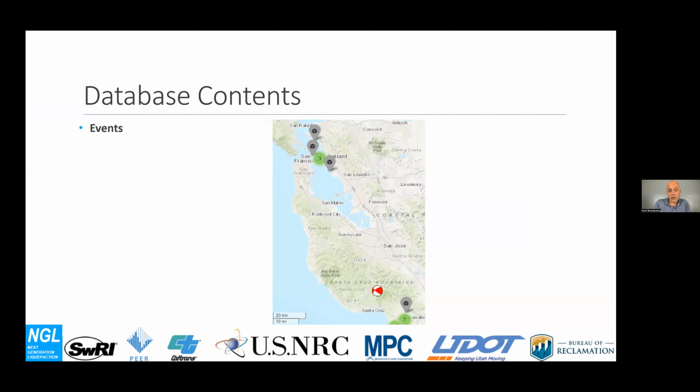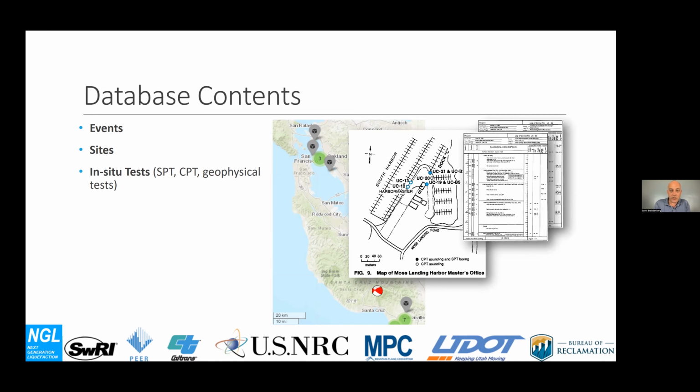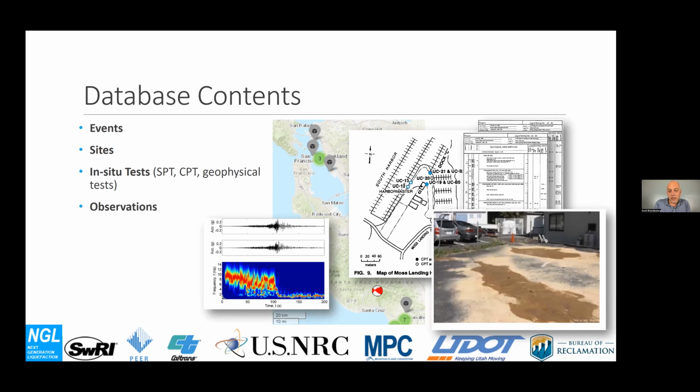Here's a more zoomed in view of the Loma Prieta earthquake. This is an event, and those little pins are sites. Then there's a map of Moss Landing, south of the earthquake epicenter. We have in situ tests, including boring logs and cone penetration tests. Then we have observations, so there's the sand boil on the right side. We also have quite a few locations, maybe in the 20s, of sites that have a ground motion surface recording accompanying an observation of liquefaction. And you can see a sudden change in frequency content when liquefaction triggers in the spectrogram of that motion at the bottom.